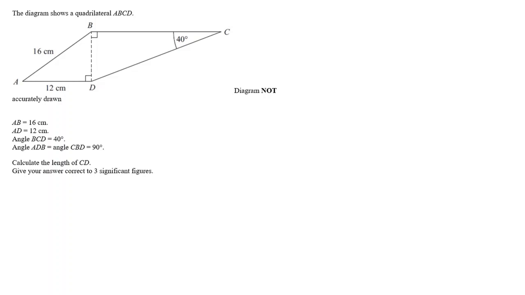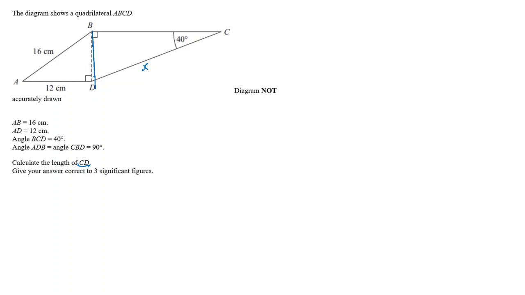So here we've got this shape, which is a quadrilateral, and our quadrilateral, we should be able to see, can be split into two right-angled triangles. So we've got ABD and BDC. We are eventually, because the question tells us to, trying to find the length of CD, which is this side here. I'm just going to call that X.